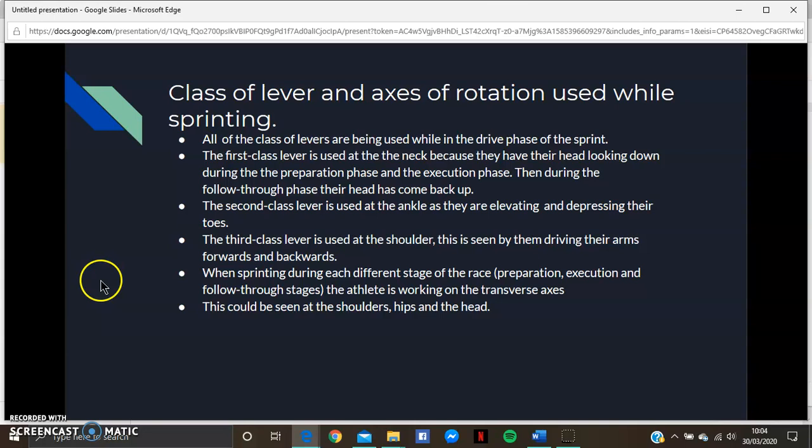One of the levers that can be seen as a second class lever can be seen at the ankle when the sprinter has gone from on your marks to get set. Furthermore, the sprinter is moving on the transverse axis as they go from on your marks to get set.